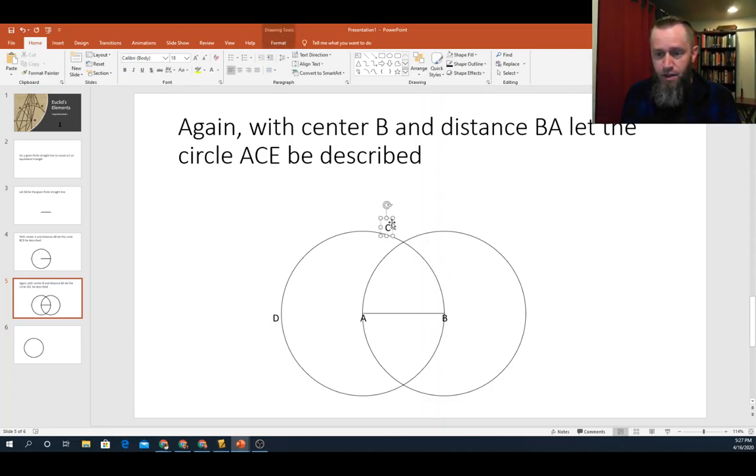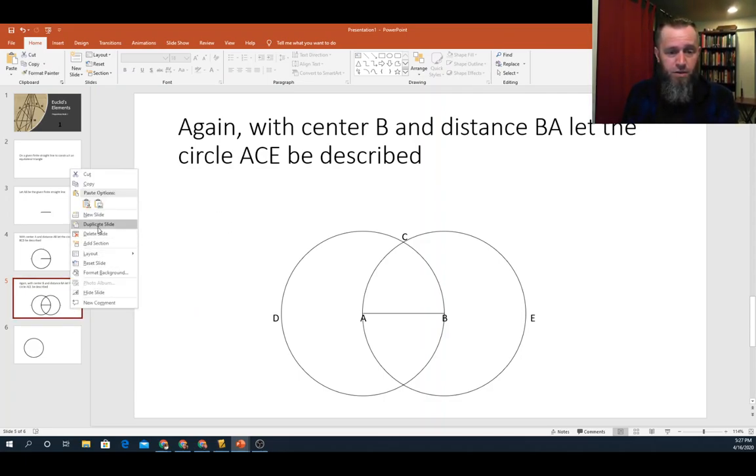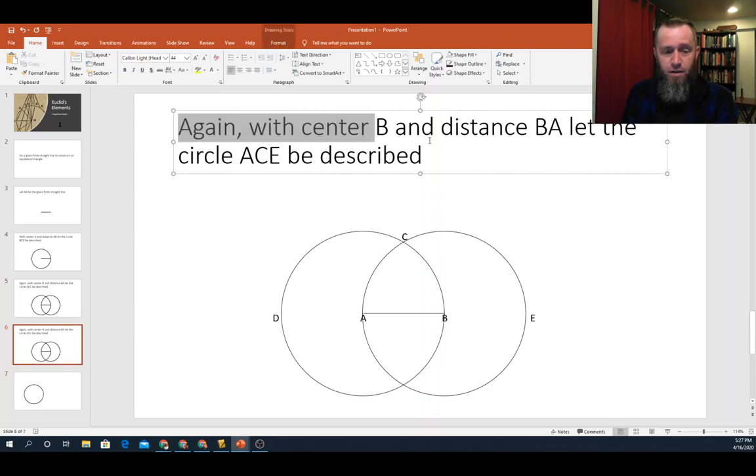I'm going to go ahead and move C to this point where they happen to meet, because I think that's a neat point. And we're going to call this circle ACE, because it also has the point C, right? C is the point where they meet. So let's call this E, and now we have circle ACE. It's this one right here, ACE and BCD. Those are our two circles. All right, allergy season. Okay. Let's copy the slide again, and here we go.